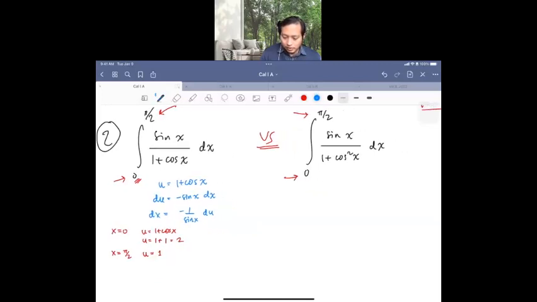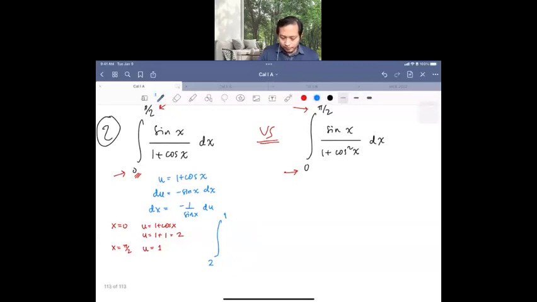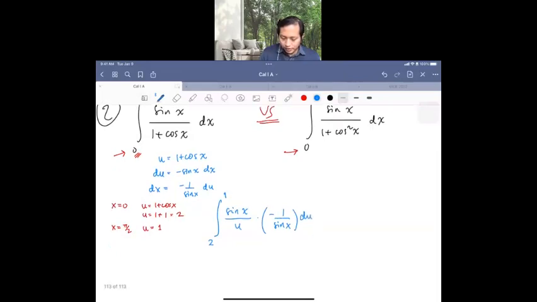So we will have a new integration from 2 to 1. And the inside will be negative 1 over u du. Or maybe let me write it completely: sine x over u, and then the dx becomes negative du over sine x. Okay, and this is simply negative 1 over u du.